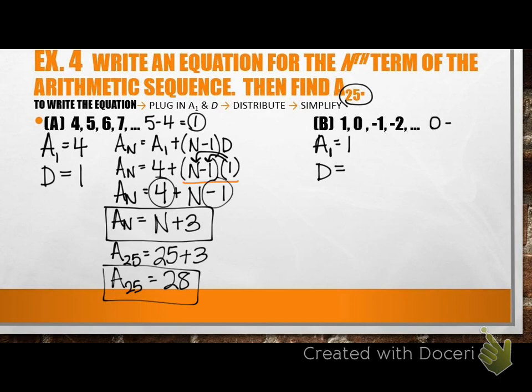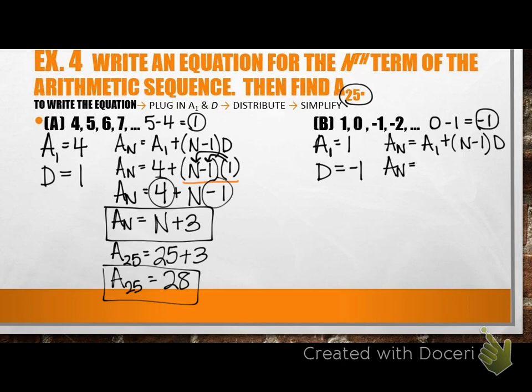0 minus the first term, which was 1, and you got what, Layla? 0 minus 1 is negative 1. Awesome. So I've identified my first term and I've identified my common difference. So I'm going to write down the formula: a sub n equals a sub 1 plus n minus 1 times d. So let's plug in what we know.